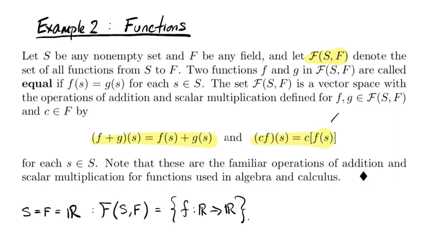So you're used to, in calculus, the example where S and F are both the set of real numbers. That's just the set of functions from R to R. Your functions like sine of x, cosine of x, all the polynomial functions. There's lots of functions. The domain is the real numbers, the codomain is the real numbers. Those are examples, and you add in calculus. This formula is exactly what you're used to when you add two functions. Same thing for scaling them.